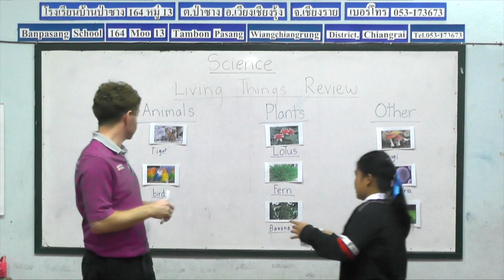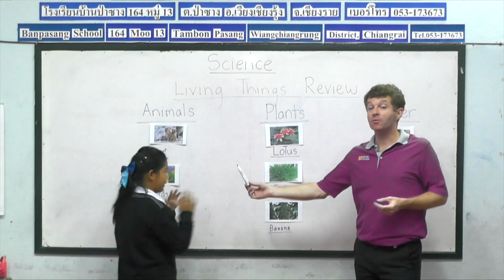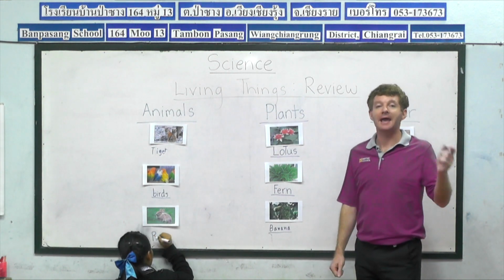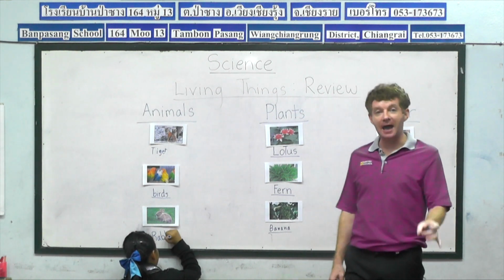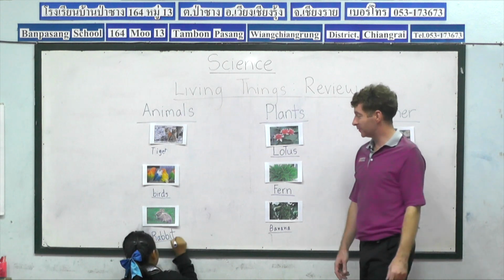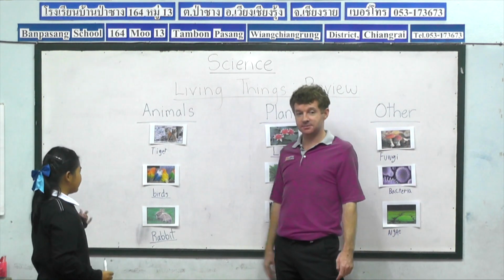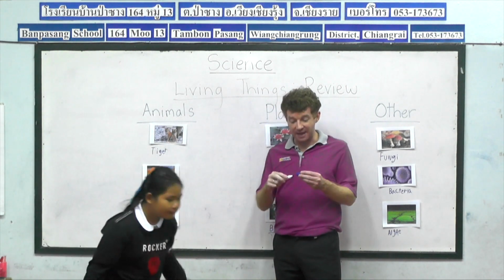Okay, rabbit can go into the animal category. And now, Lakau will spell rabbit. R-A-B-B-I-T. Perfect. Well done, Lakau. We have rabbit. Animals. Excellent. High five. Big round of applause for Lakau.